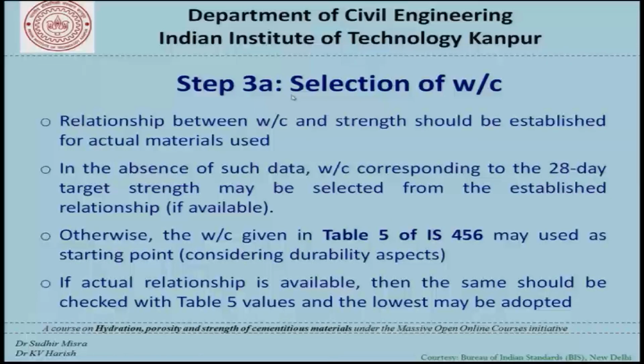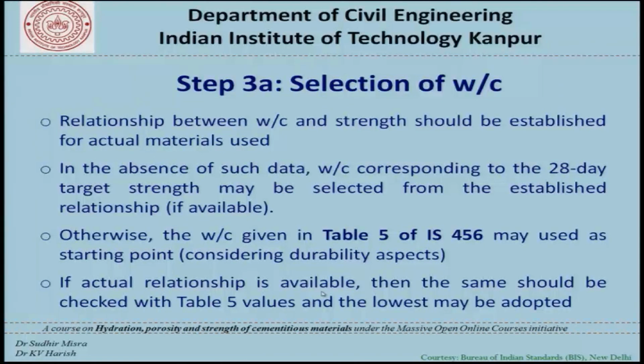The third step is again divided into several parts. Part A is selection of water to cement ratio. The relationship between water to cement ratio and strength should be established for the actual materials that are being used. In the absence of such data, water to cement ratio corresponding to the 28-day target strength may be selected from the established relationship if available. If it is not available, then the water to cement ratio given in Table 5 of IS 456 may be used as a starting point, and this is based on durability consideration.